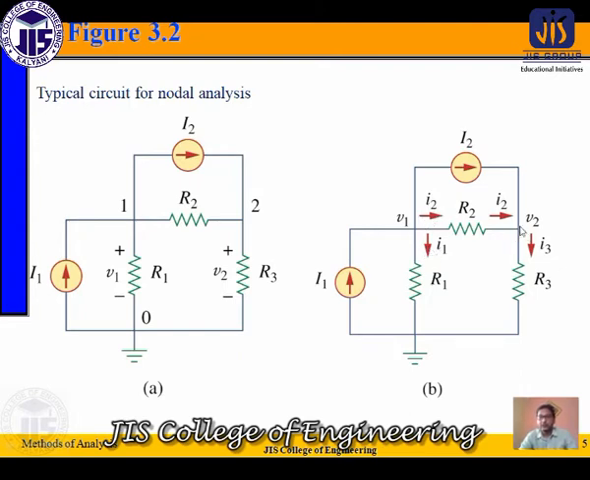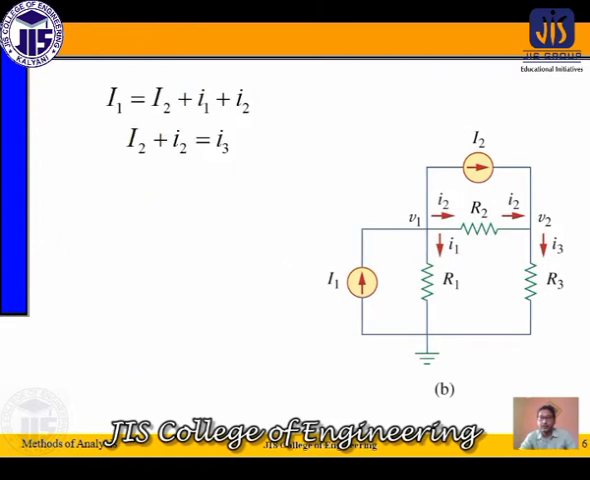Similarly, for node 2 where the voltage is V2, we have considered the I2 current through this R2 resistance from left to right. For the node where the voltage is V2, we also have to consider the same current. As the first time we considered the I2 current from left to right through this R2 resistance, this current will always be from left to right.